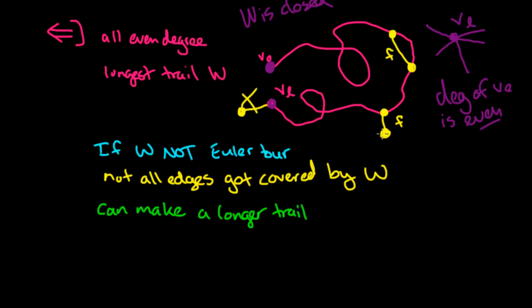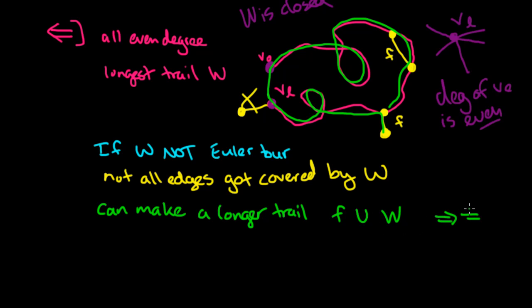Well, what you do is you start with the edge F, and then you work all the way through the trail W, where these two vertices are identified, and then you keep going all the way through and back to just before the edge F. So now this contains all of the edges of the trail W, and it also includes the edge F. So it's basically F together with this trail W. And that's going to be a longer trail, which is a contradiction. And we should remember that the reason it's a contradiction is because we took W to be the longest trail.